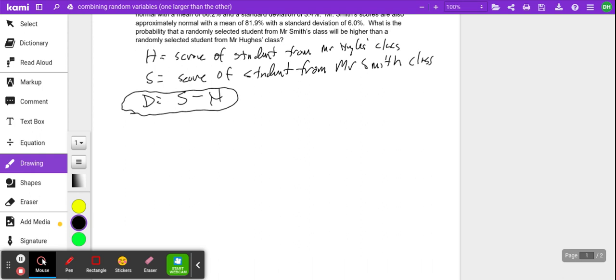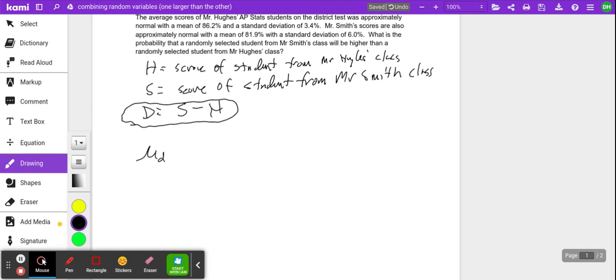All right, so per normal, the mu is going to be pretty nice. So the difference of the averages is the average of the differences. So this is asking for the average of the difference, and that's going to be equal to the Smith score, 81.9, minus Hughes' score, 86.2, which I'm not doing any mental math this morning. That's negative 4.3, which I guess my trick about getting positive numbers is not necessarily going to work, but that's fine.